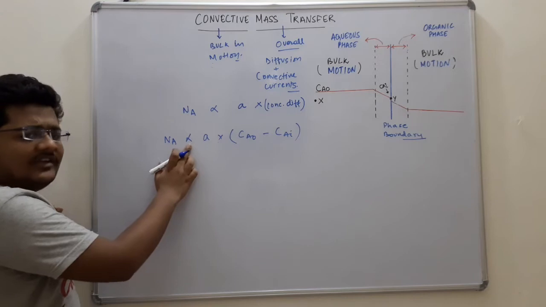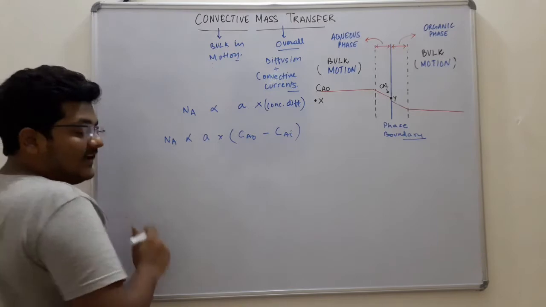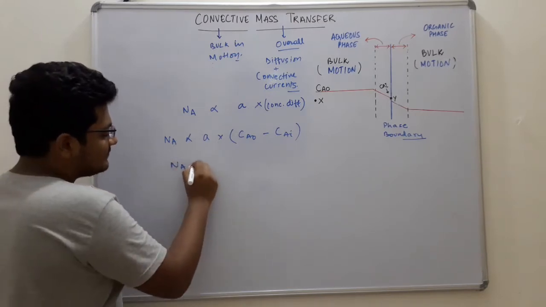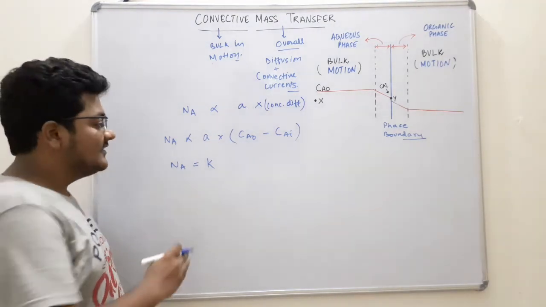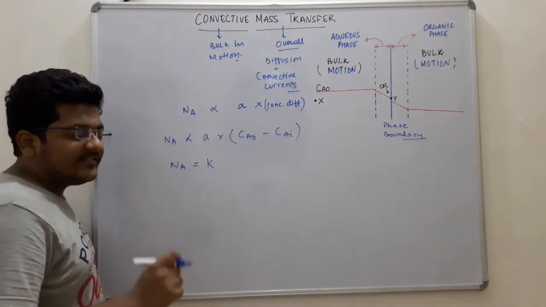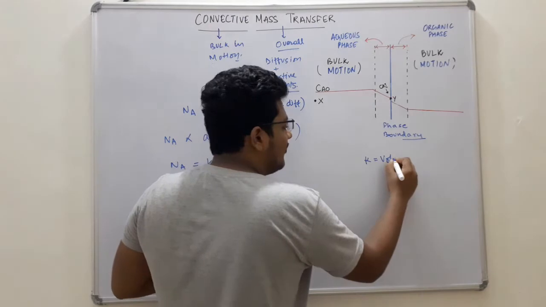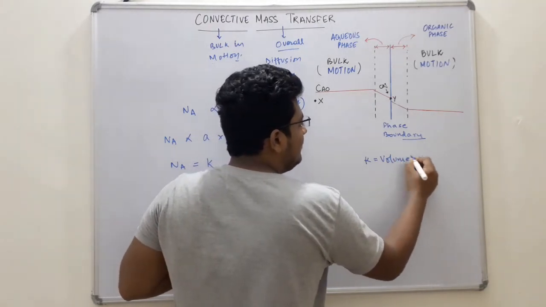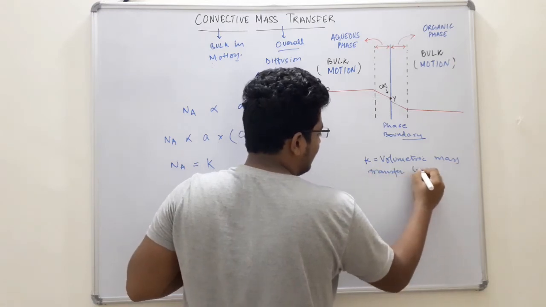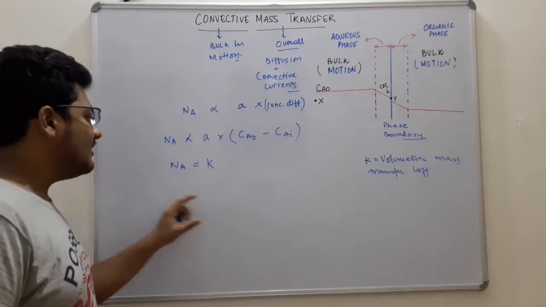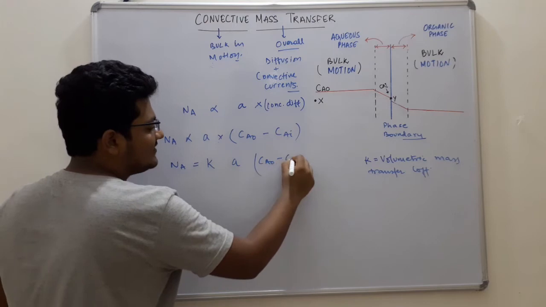So if we remove this proportionality sign, we are going to get a constant, and that constant is K, which means the volumetric mass transfer coefficient. So K is the volumetric mass transfer coefficient. I will write it here: K is the volumetric mass transfer coefficient, multiplied by specific area, multiplied by Ca0 minus Cai.